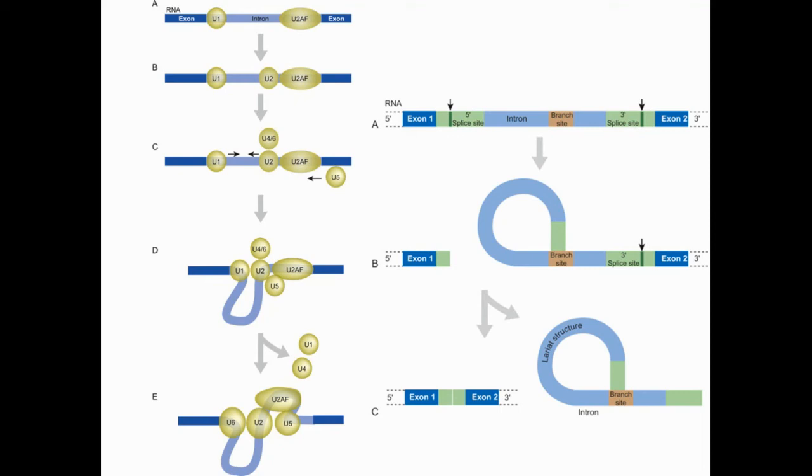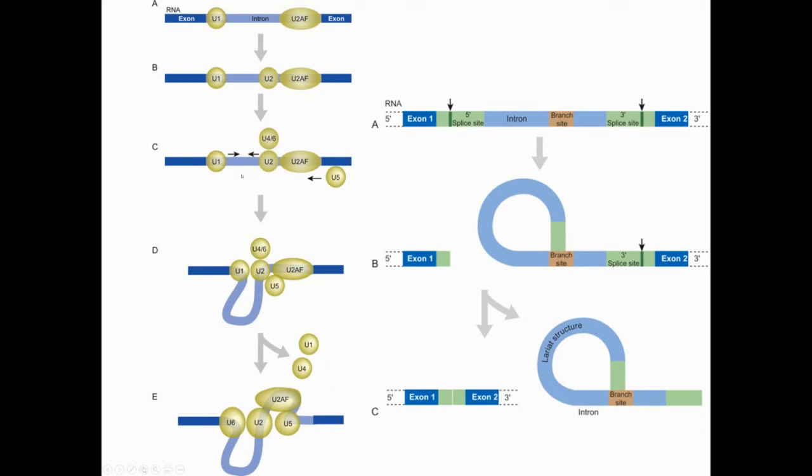U2AF, which is the U2 accessory factor. Then we have the 5' splice site, the 3' splice site, and the branch site. Remember, U1 binds to the 5' splice site, U2 accessory factor binds to the 3' splice site, and U2 binds to the branch site. And then U4, U6, and U5 come in.